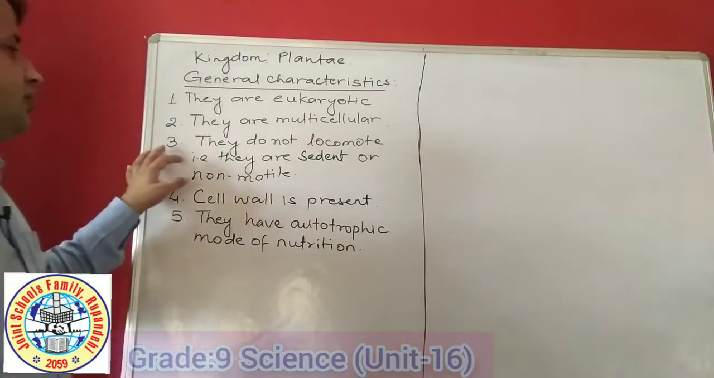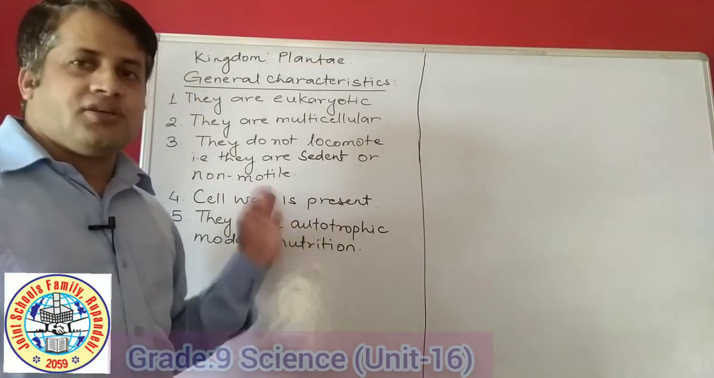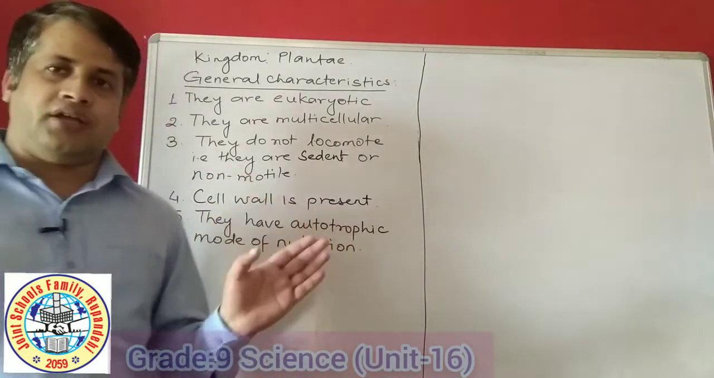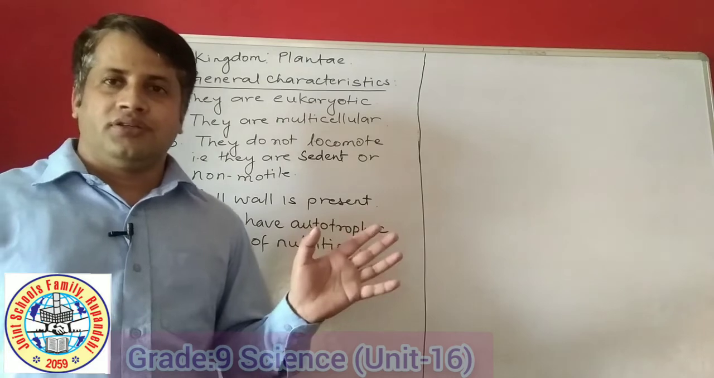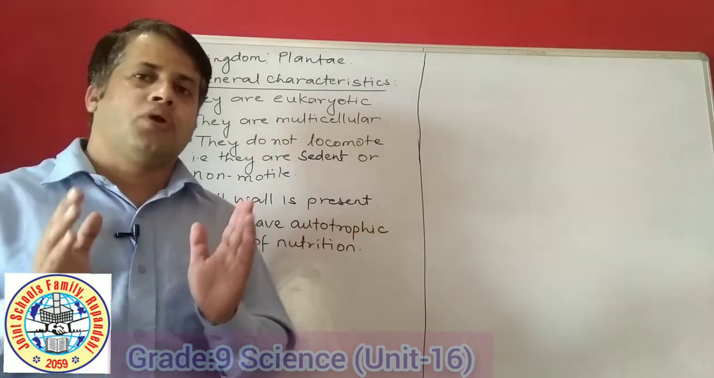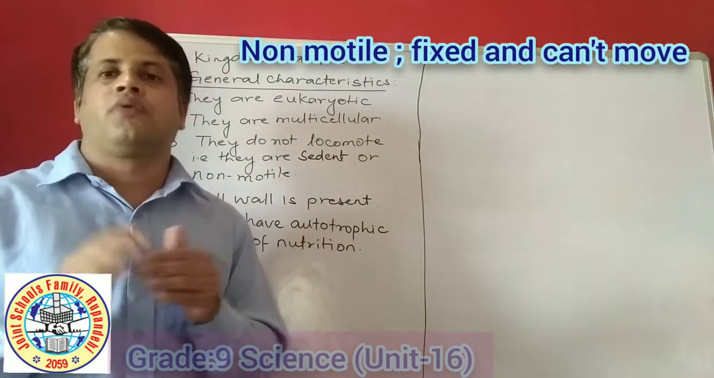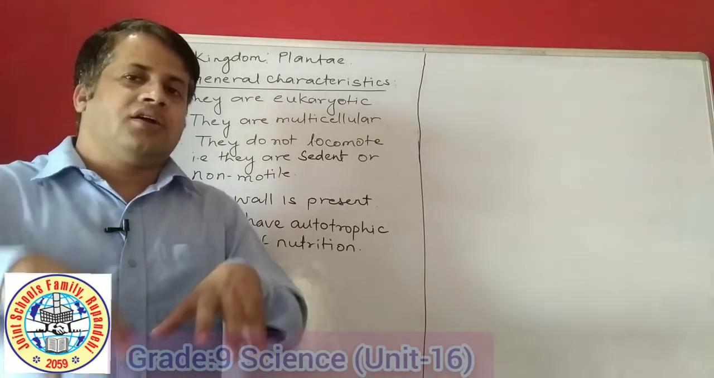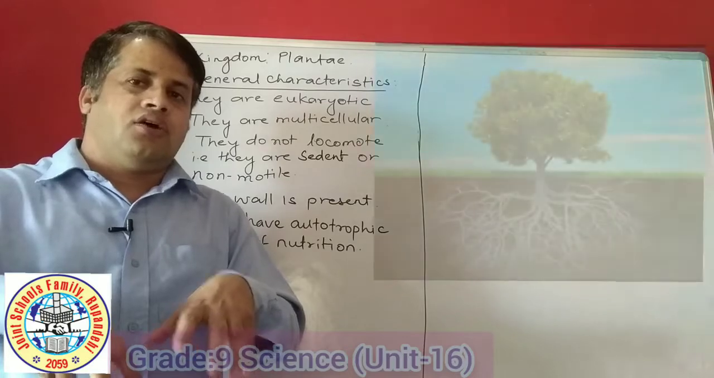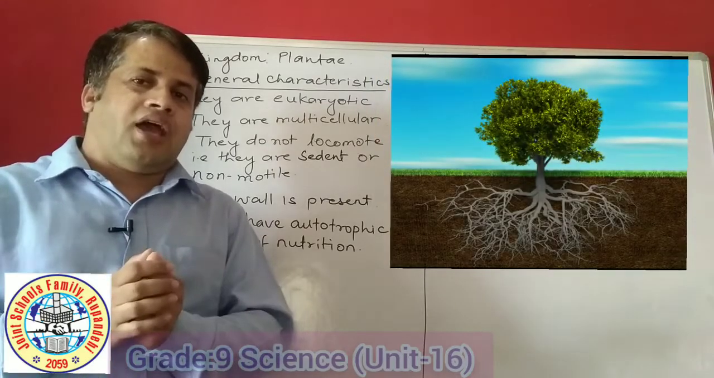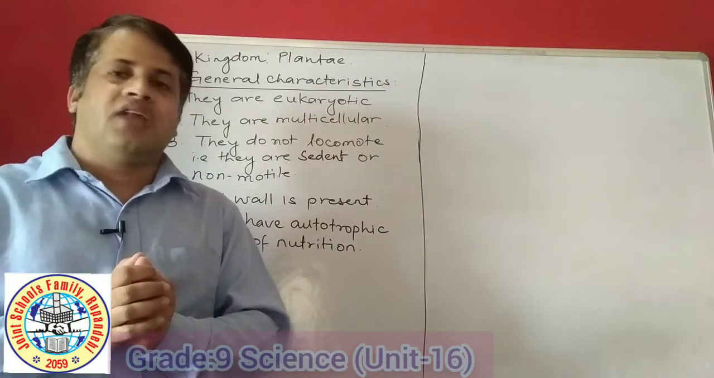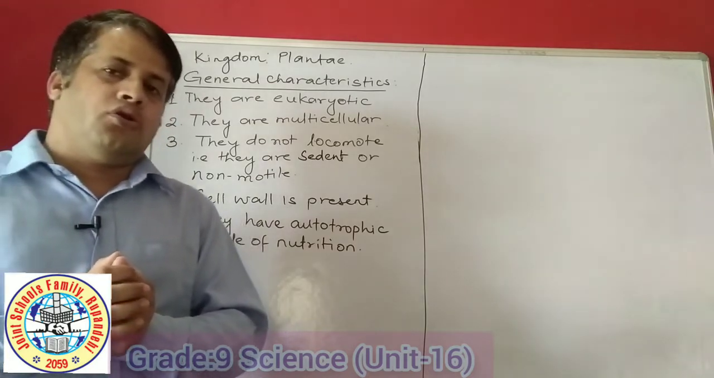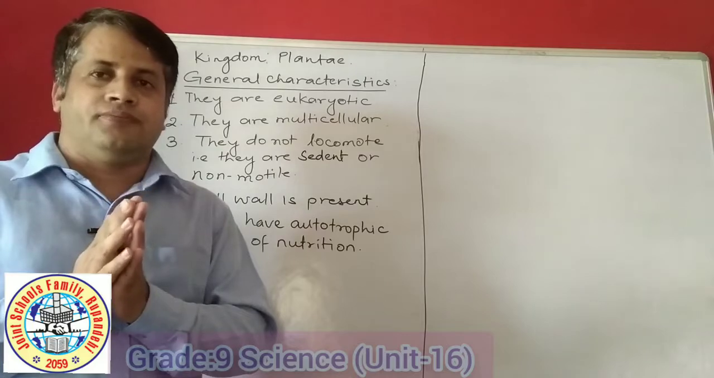The third characteristic of the organisms that belong to it is their locomotion, that is, their movement. About movement, they are non-motile, meaning they cannot move from one place to another. They are anchored in soil or any other place and cannot move. That's why they are called sedentary or non-motile organisms.